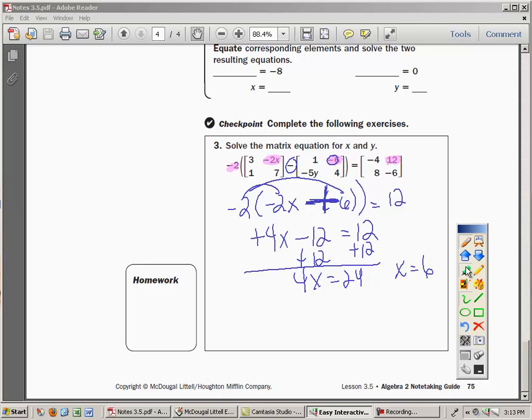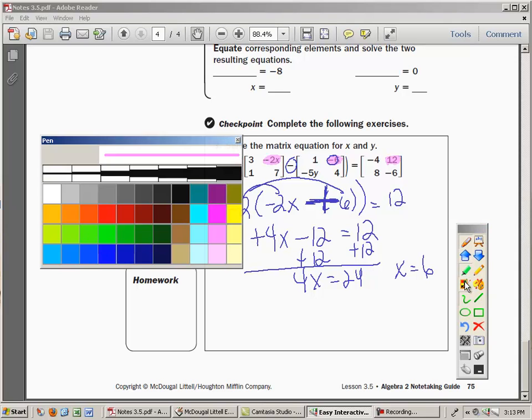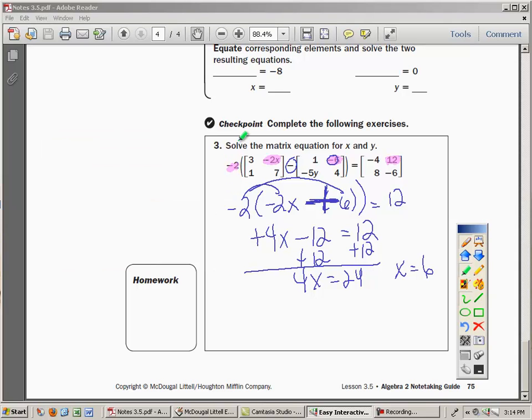Once we have that entry, we're going to take a look at the other place where we have a variable, which is right here. That is second row, first column. Now we're going to make an equation for that. So this is now negative 2, because the leading coefficient here is negative 2, times 1 minus negative 5y. Don't forget, this is a subtraction sign. So it's 1 take away negative 5y. And all of that is supposed to be equal to 8.